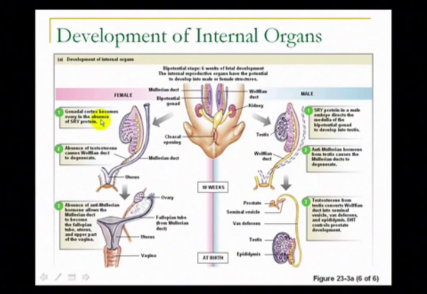Now, if you're female and you don't have the SRY protein because you don't have the Y chromosome, the cortex of the gonad will become the ovaries, and the Wolffian duct will disappear. Then this Müllerian duct here will start to develop into the fallopian tube, and that's why the fallopian tube isn't actually physically attached to the ovary. You still have remnants of the Wolffian duct: ligaments that attach to the ovary and hold them to the posterior abdominal wall. The Müllerian duct will become the fallopian tubes, the uterus, and the upper part of the vagina.